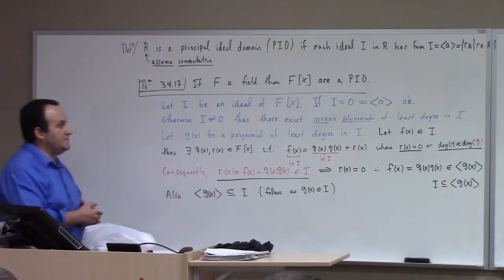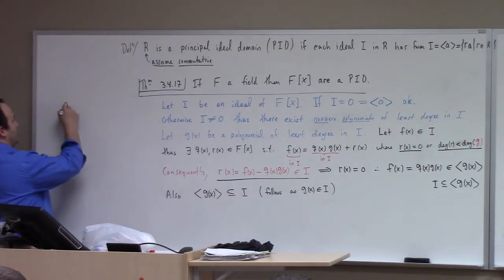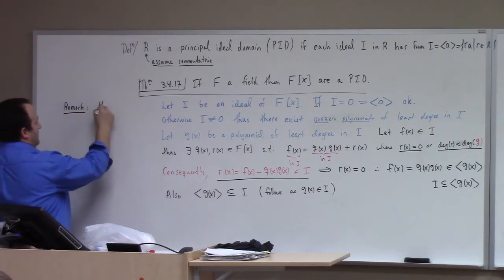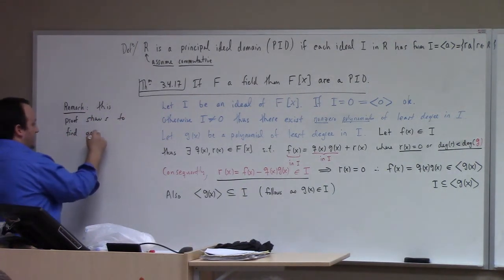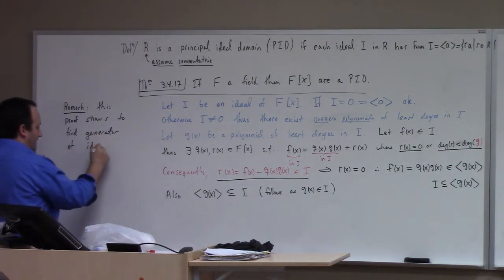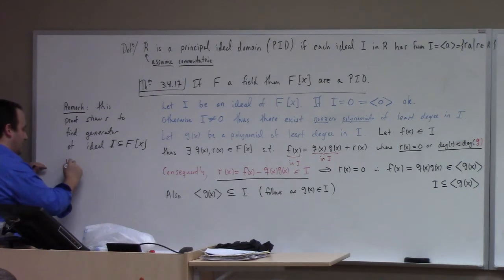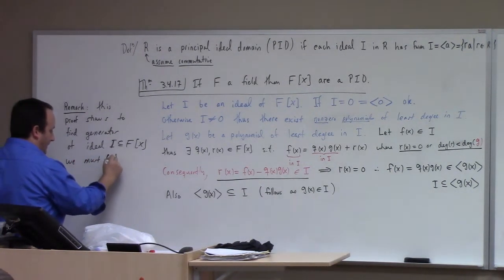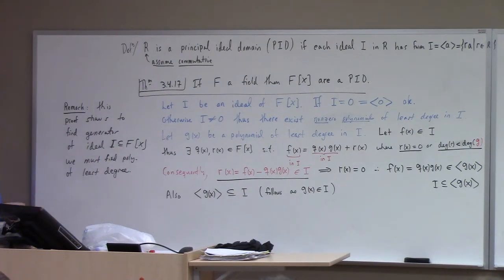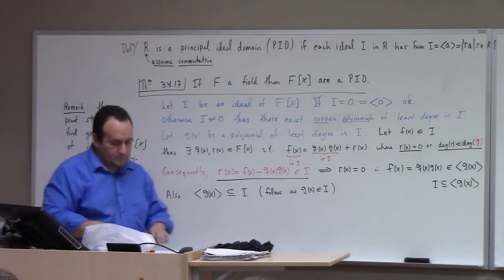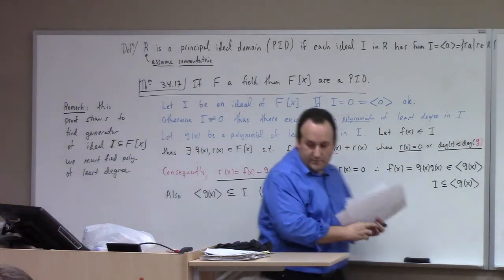This proof also shows you how to find the generator for an ideal in a polynomial ring, right? You notice that this proof also gives us something else. This proof shows that to find a generator of an ideal I, which is a subset of a polynomial ring over a field, we must find a polynomial of least degree, right? That's sometimes a calculationally useful observation. All right, so moving along here.